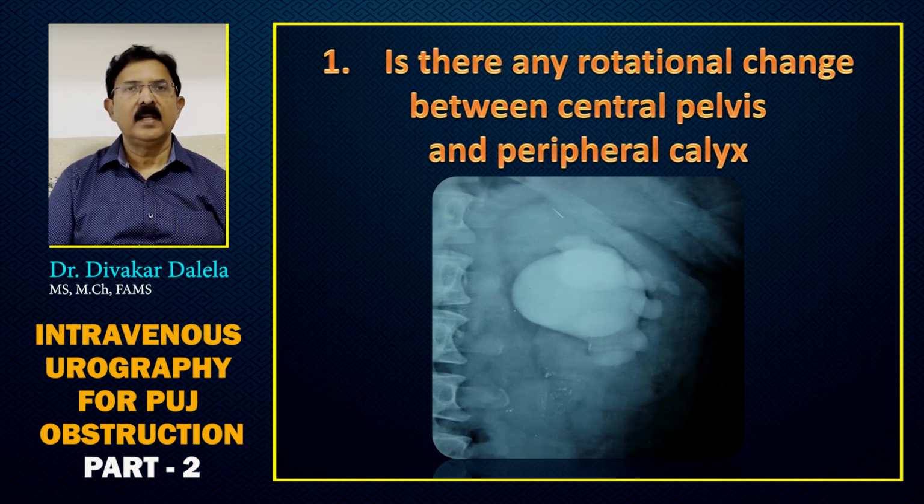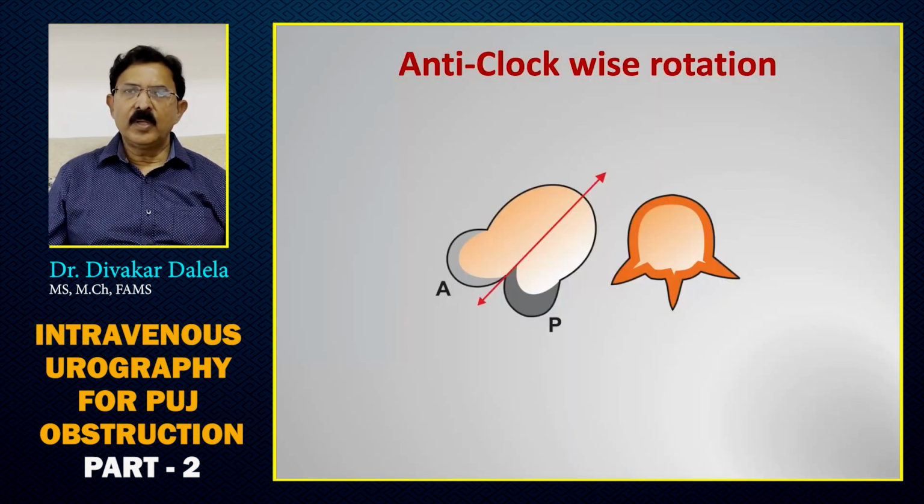This rotational abnormality happens because the kidney grows over a period of time and it expands wherever it can. I want you to notice that this is the normal axis of the kidney in reference to the vertebral body. This is the vertebral body and this is the kidney pelvis and the calyces. A is the anterior calyx and P is the posterior calyx.